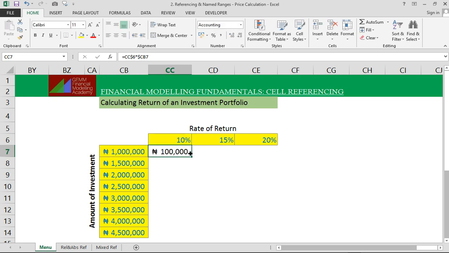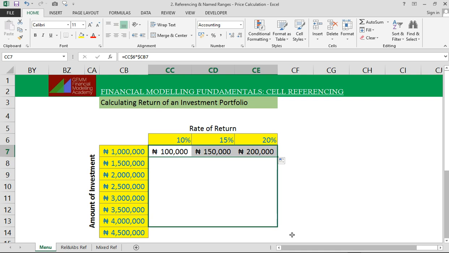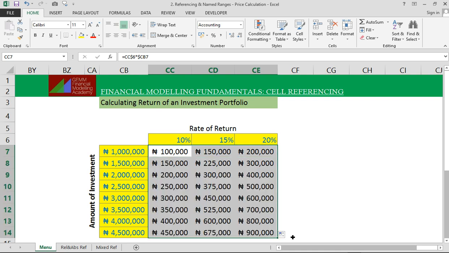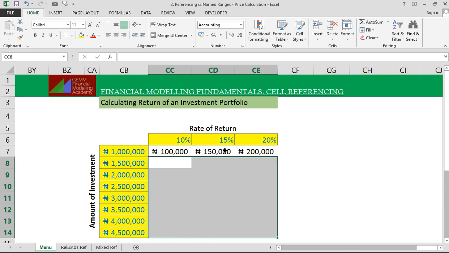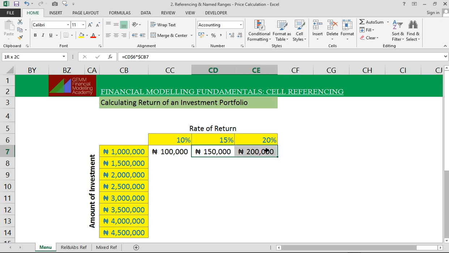I'll say enter. Now this formula is actually consistent. It's left to right consistent. When you drag right, you see it's left to right consistent. When you drag down, the formula still works, you know. So this is how to write formulas as a financial modeler. You must get cell referencing right.